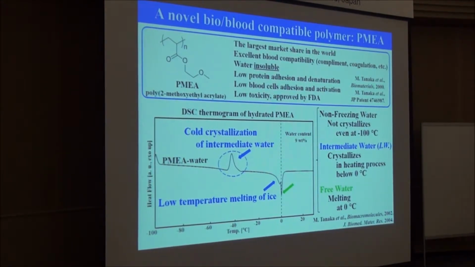This means we can categorize at least 3 types of water. The first one is non-freezing water, very easy, because it does not freeze. And free water, very easy, same as bulk water. But you see here a different type of water, so we categorize another type, intermediate water. It crystallizes in the heating process below 0 degrees C, and the ice melts below 0 degrees. Completely different from non-freezing water and free water. Three types. This is just a definition.